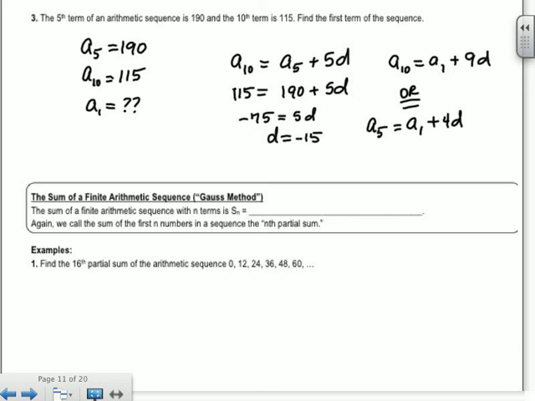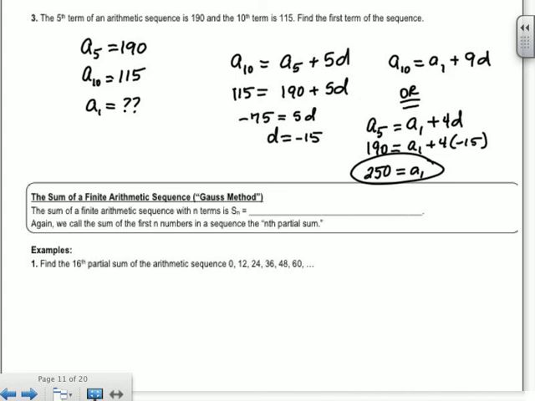Okay, so now let's try to find A1. So I know A5 is 190. So I have 190 equals the first term, A1, plus 4 times negative 15. 4 times negative 15 is negative 60, so I'm going to add 60 to both sides. So you get 250 is equal to A1. That's your first term. If you use A10, do you think you get the same thing? Yeah, same thing.